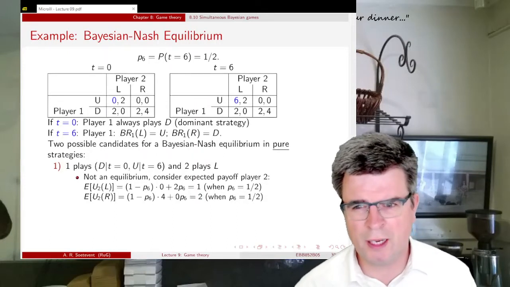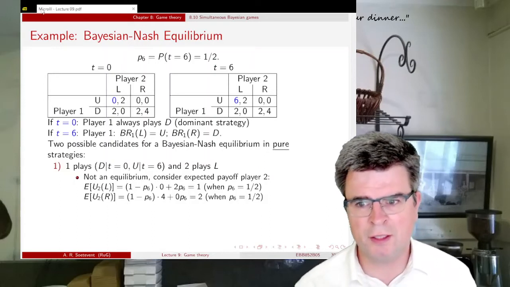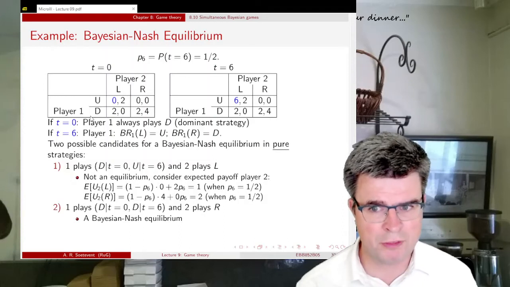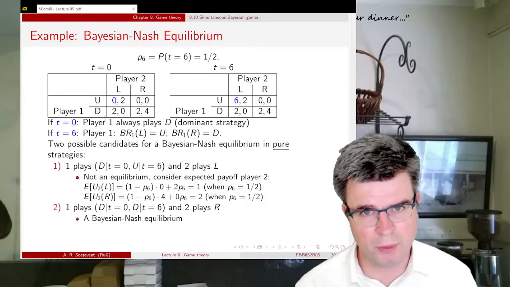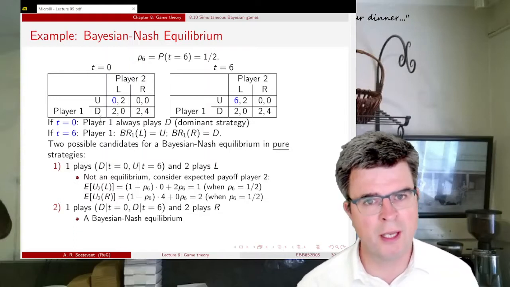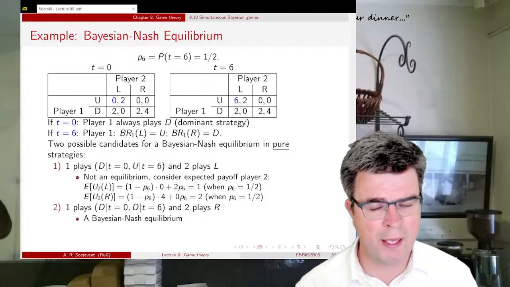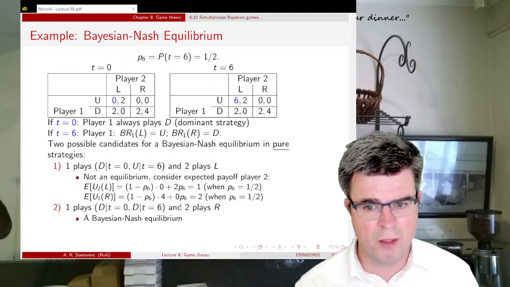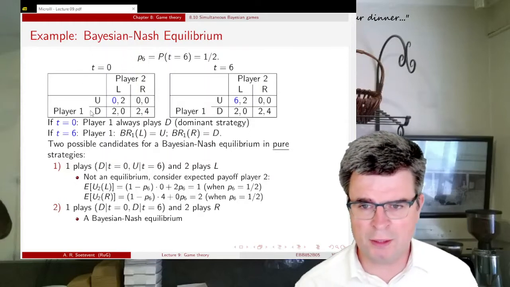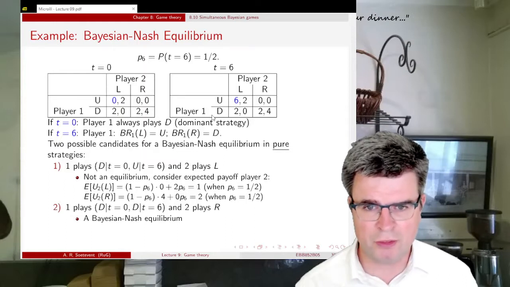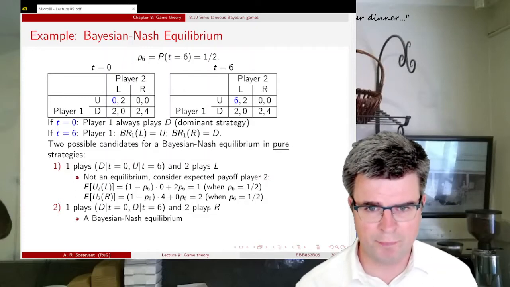However, we fortunately have a second candidate. The second candidate is where player 1 plays down if he is of type T is 0, because that's the dominant strategy for player 1 in that case, and where he also plays down if he is of type T is 6. And player 2 plays right. And this is a Bayesian Nash equilibrium. It's easy to see because player 1 now plays down always. And then for player 2, it's optimal to play right.